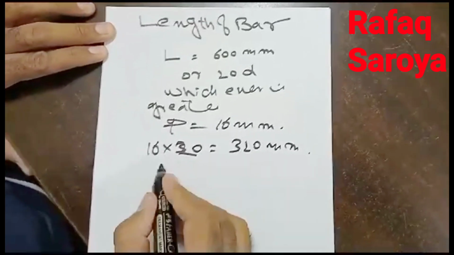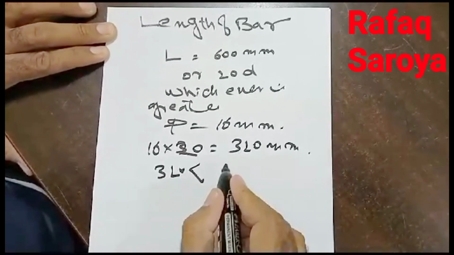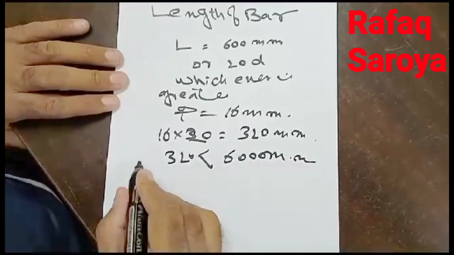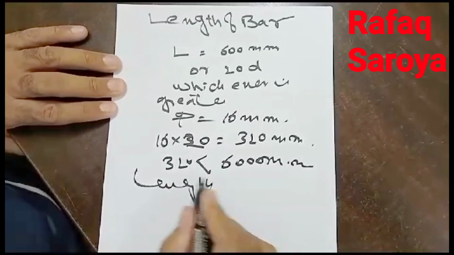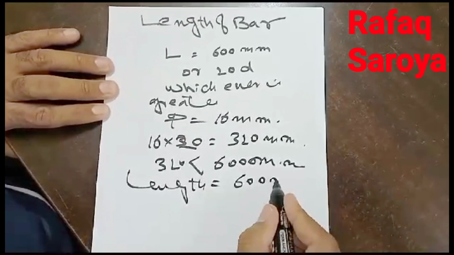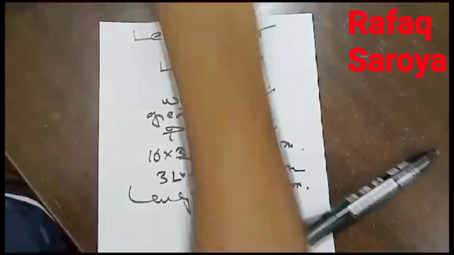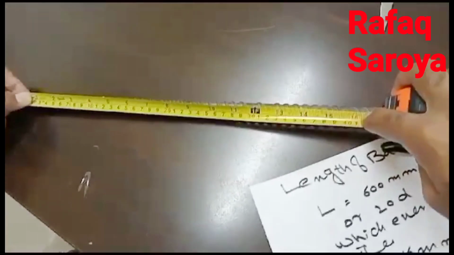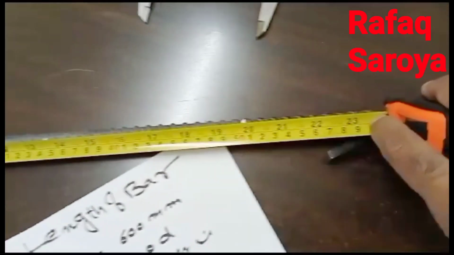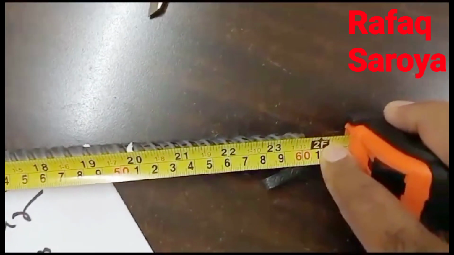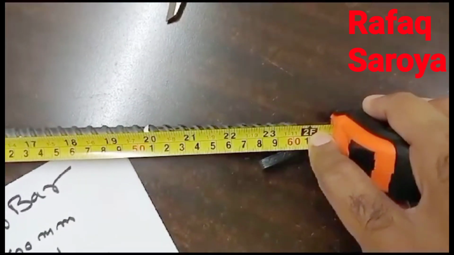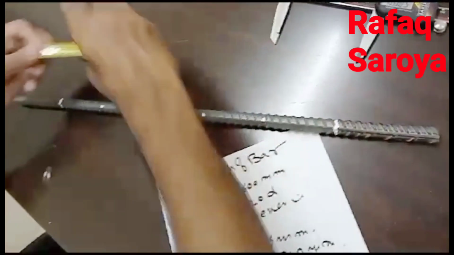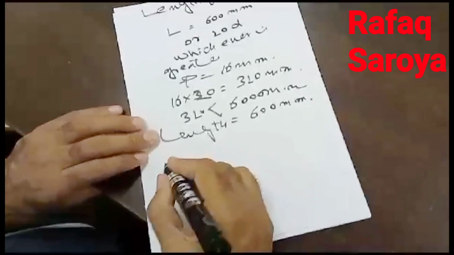So this 320 mm is far less than 600 mm. So we will take the standard length as 600 mm, which is greater. That is why this length over here is already cut, and it is 600 mm. So this is 60 cm or 600 mm. This is the length of the bar cut according to our need. So this is the total length.